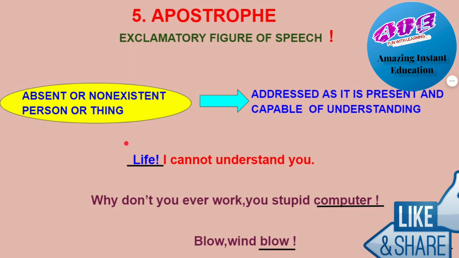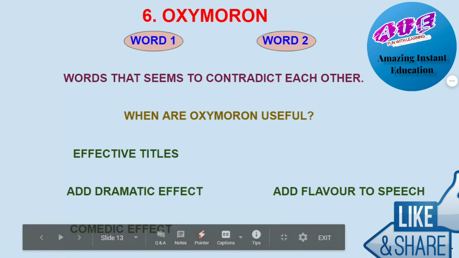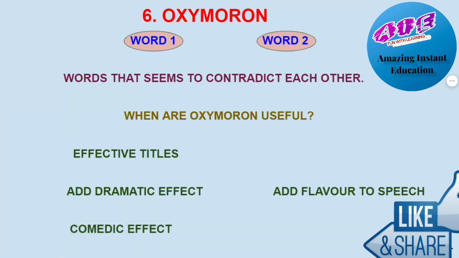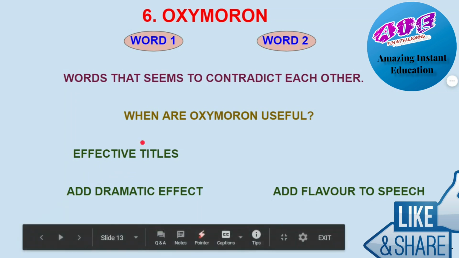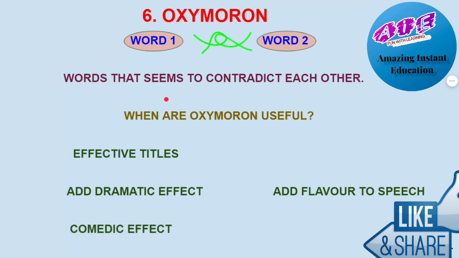Now the next type of figure of speech is oxymoron. Okay, an oxymoron is a contradictory figure of speech. That is, one word says one thing and the other word says another thing. Oxymorons are useful in written English because they can make effective titles, add dramatic effects, add flavor to speech, and sometimes are used to achieve a comedic effect.